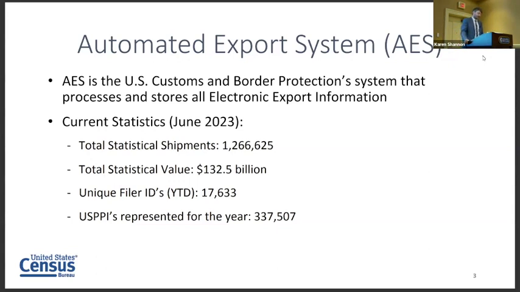What's really cool, though, is these unique filer IDs. About 17,000 people actually went in and filed in the system. That represents a total US PPI count of over 330,000. So only 17,000 or so are in the system keying in that data, but those represent 330,000 US PPIs that are actually sending goods overseas. That shows you the scale of what AES is on a monthly basis.